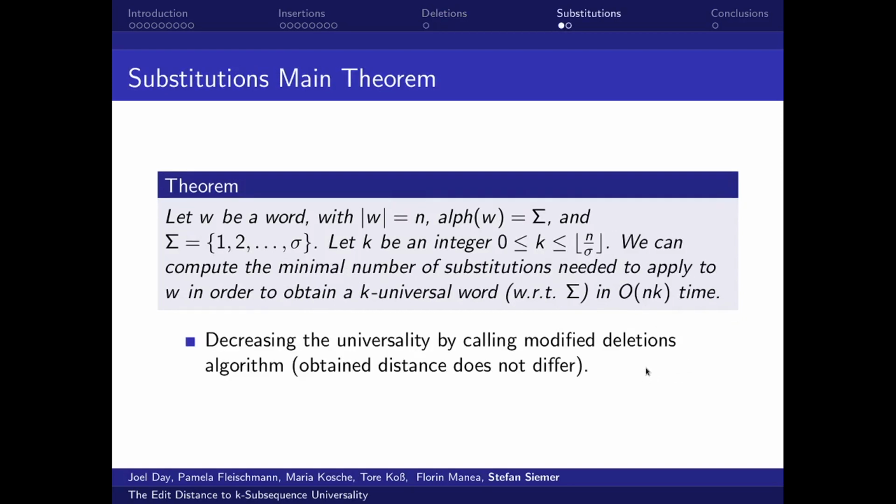And then for substitutions, as you can remember, we need to distinguish here between increasing the universality with substitutions and decreasing the universality with substitutions. And for both, we can compute the number of substitutions needed in O of n times k time. And for decreasing the universality by substitutions, we will call a modified deletions version. So the deletions algorithm, we will call it, and instead of actually deleting positions, we will save the positions and substitute them by irrelevant letters.